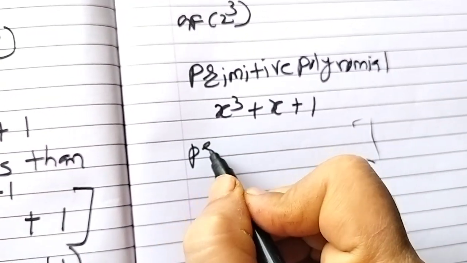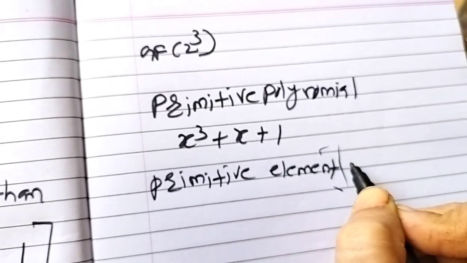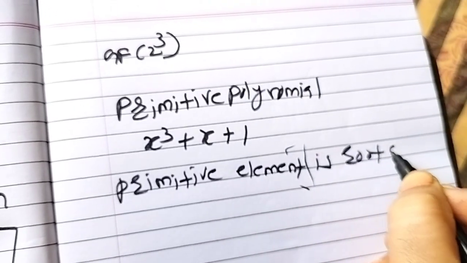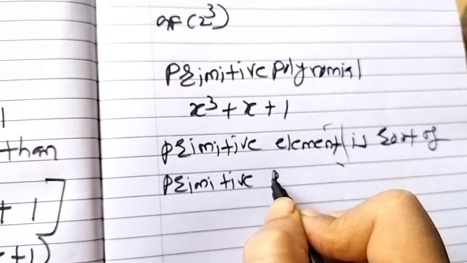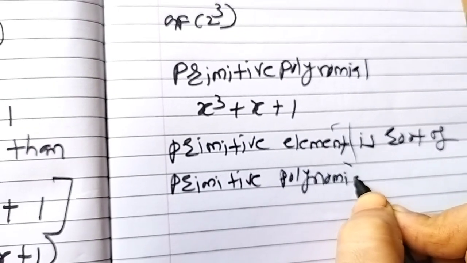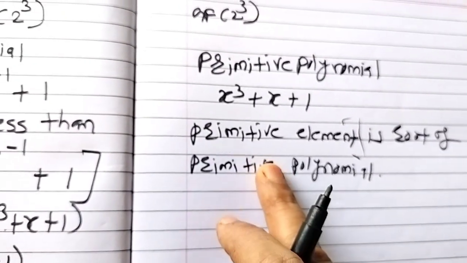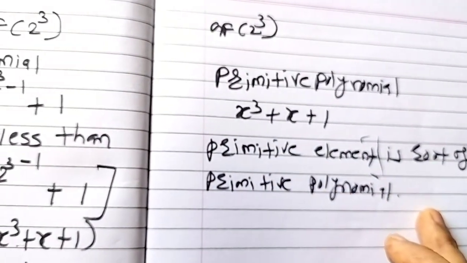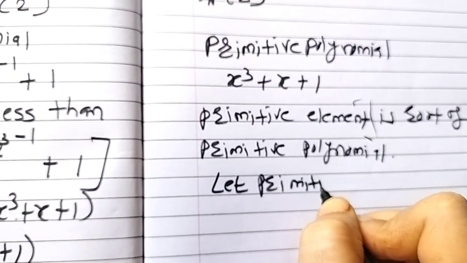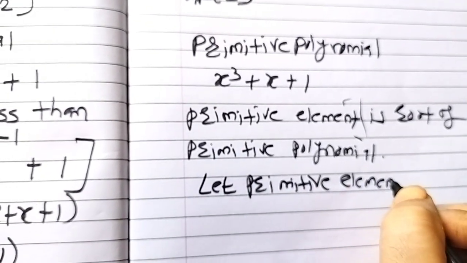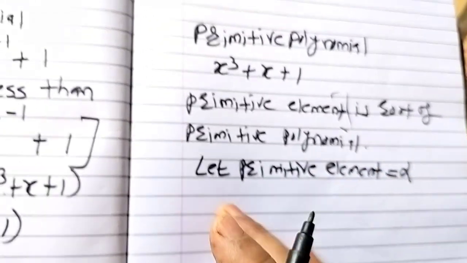Now the primitive element is a root of the primitive polynomial. Now what is a primitive element? That video is also available on this channel. You can check that video also. So the primitive element is the root of this primitive polynomial. So let the primitive element be equal to alpha. You can take A, B, C, D, anything. We have taken alpha.